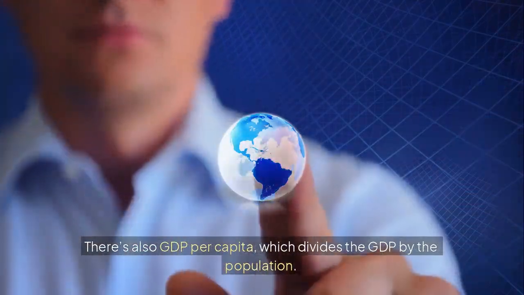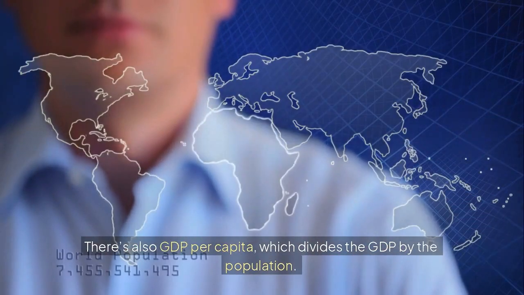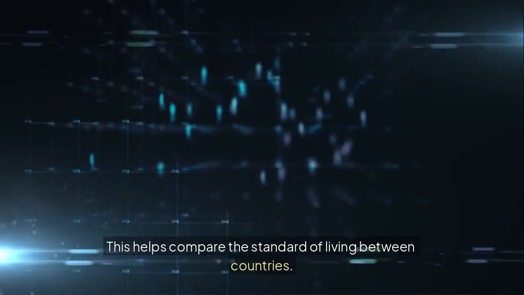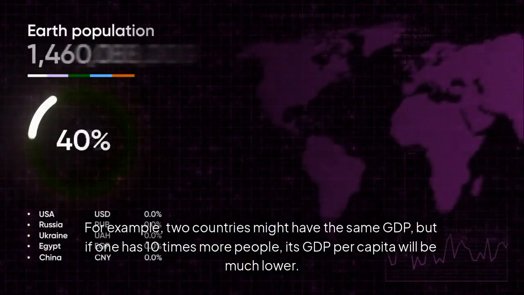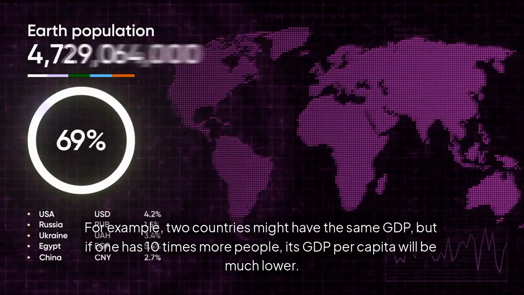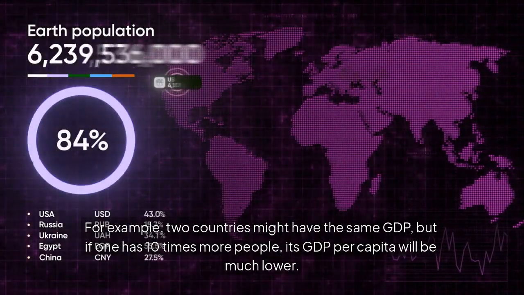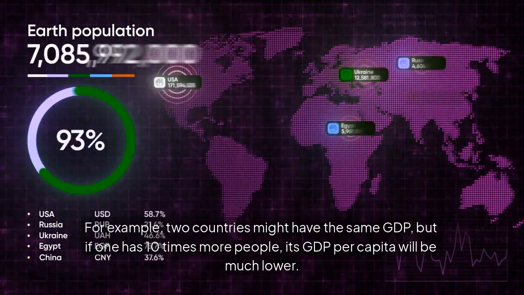There's also GDP per capita, which divides the GDP by the population. This helps compare the standard of living between countries. For example, two countries might have the same GDP, but if one has 10 times more people, its GDP per capita will be much lower.